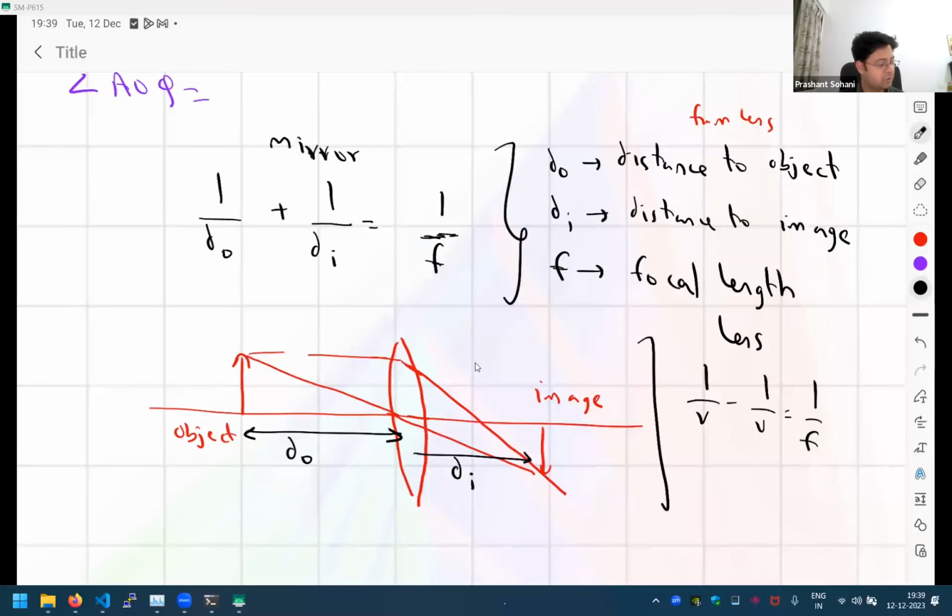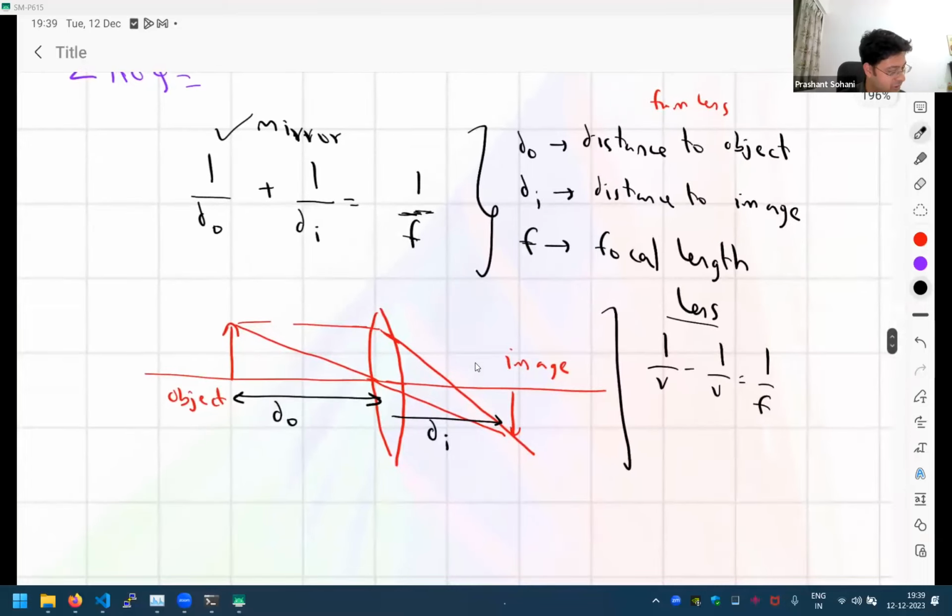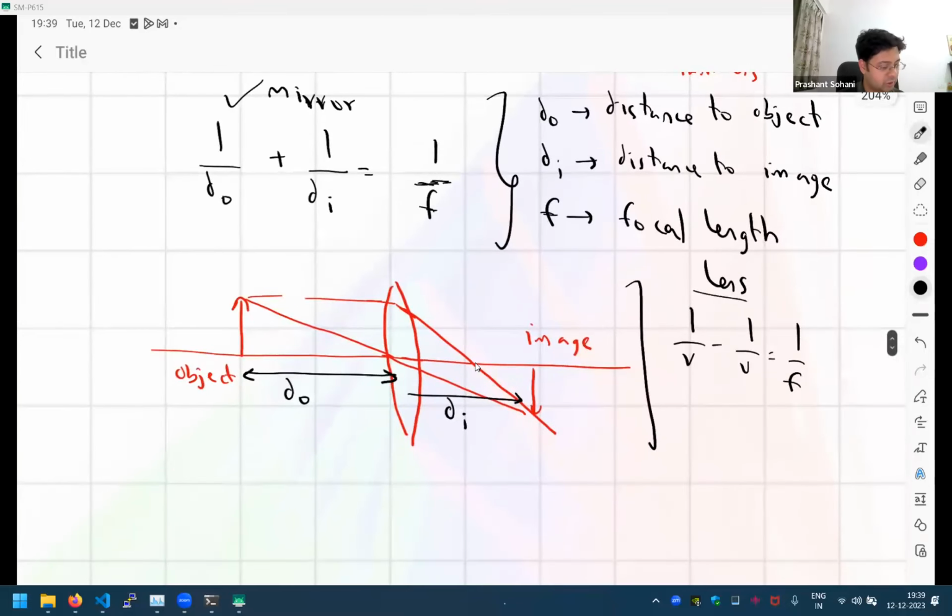But surprisingly, I solved this question using this formula and I got the right answer. So I thought I had the right formula. But okay, thanks for the clarification. Let me just think. So here, what is V and U? Can you clarify? V is the image distance and U is the object distance. Yes, sir. Okay.